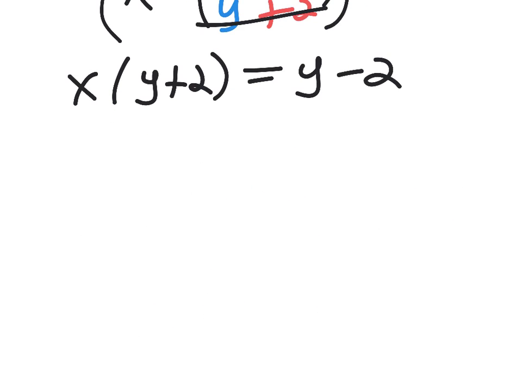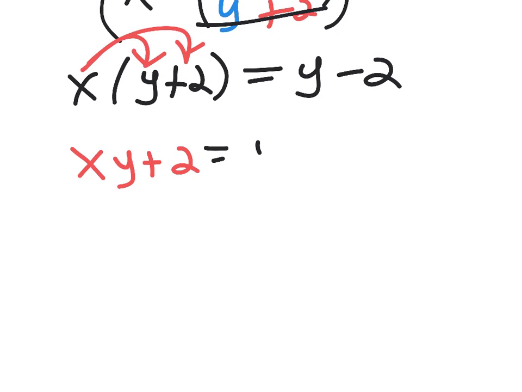Our goal is still to get y by itself, so let's free y out of this jail here and distribute that x. That gives us xy plus 2x. I dropped the x there. That should be an x. Distributive property. So we got y out of the parentheses jail.